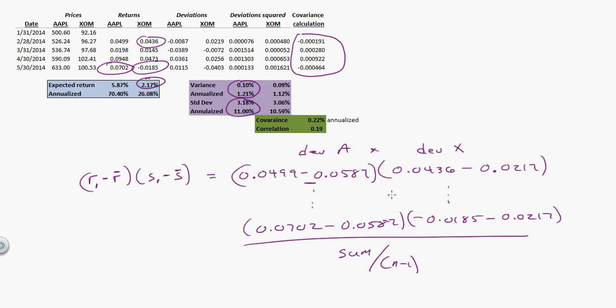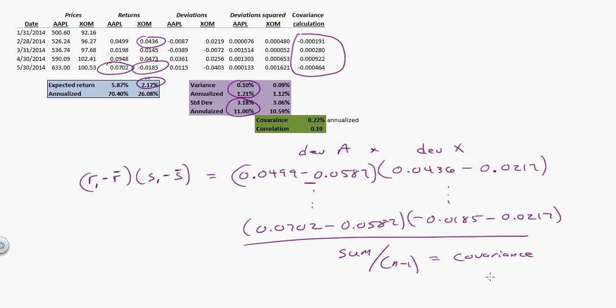Now notice how much this looks exactly like variance. In variance, I just squared this. I took the deviation for Apple and squared it, or multiplied it by itself, right? So when I'm doing covariance, it's the deviation of Apple times the deviation of Exxon. Same thing mathematically. I'm just taking deviations of two different stocks. Add them up, divide by n minus 1, and this is the covariance.